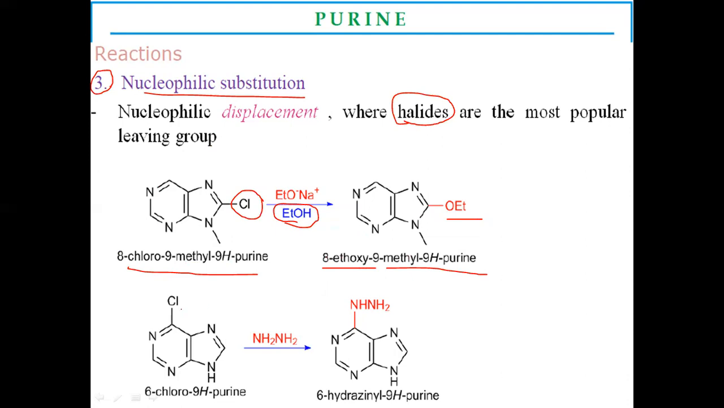Similarly, 6-chloro-9H-purine undergoes nucleophilic substitution with hydrazine hydrate, replacing the chloro group with a hydrazinyl group at the 6 position, to form 6-hydrazinyl purine as the final nucleophile-substituted product. These are some examples where the leaving group should be present on the purine, and only then is the nucleophilic displacement reaction carried out.